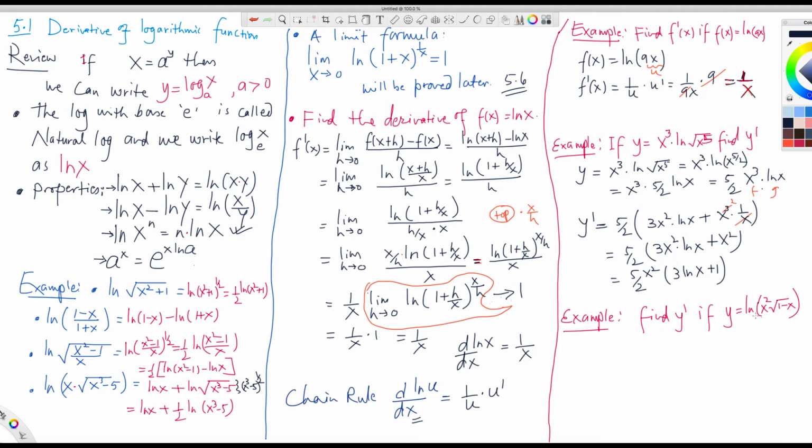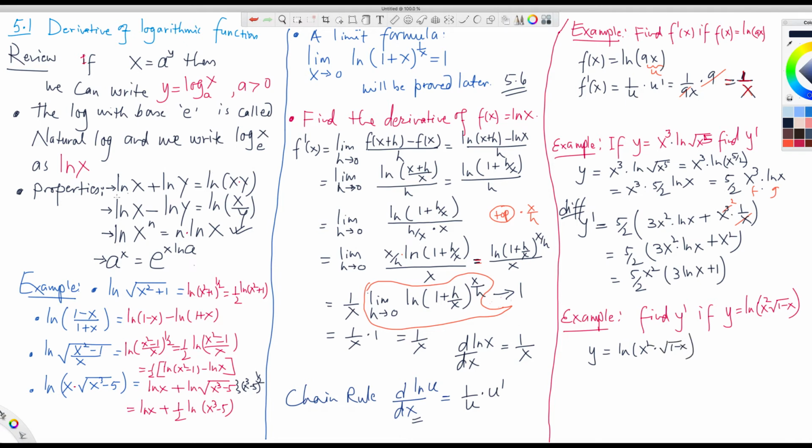Okay. How about this? The last example on this page is find y prime if y equals the natural log of x squared times root under 1 minus x. Let us simplify this. Before I differentiate, I simplify it and then write it in the simple form. I want to do the same thing here. Okay, how do I do that? Basically, y is given as natural log of x squared times root under 1 minus x. Can we simplify this?